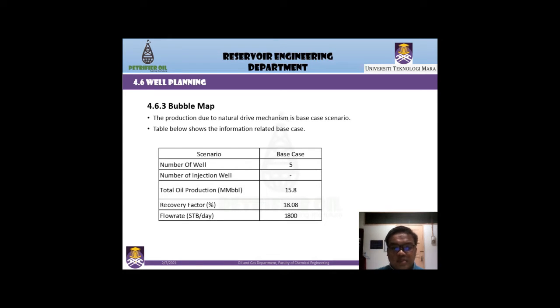Okay, next is the base case. The base case scenario is based on the natural drive mechanism. So the table below shows the information related to the base case scenario. Basically, in this base case, we are using 5 production wells. There is no injection well for the base case. The total production is 15.8 million barrels. So we calculate the recovery factor for the base case at 18.08%, and for the oil rate flow control we are using 1800 stock tank barrels per day.